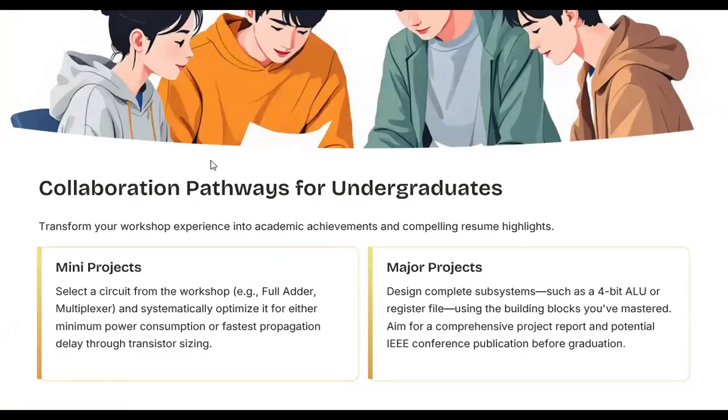Now, what all can we do, how can I collaborate with you? Because I am your learning partner. I'm not a faculty. I don't consider myself a professor. I'm still learning, and I want you to learn with me. What all we can learn together is, we can start with a few mini projects.